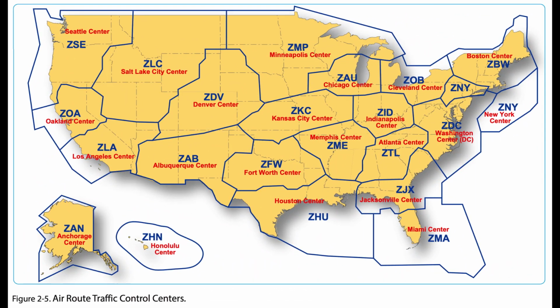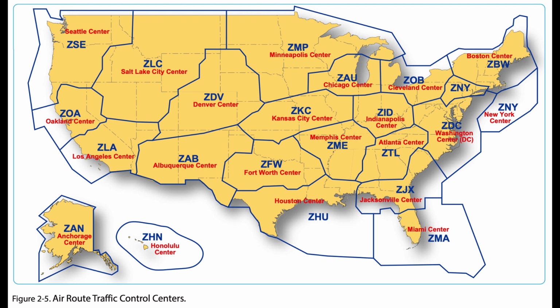Figure 2-5. Any aircraft operating under IFR within the confines of an ARTCC's airspace is controlled by air traffic controllers at the center. This includes all sorts of different types of aircraft: privately owned single-engine aircraft, commuter airlines, military jets, and commercial airlines.